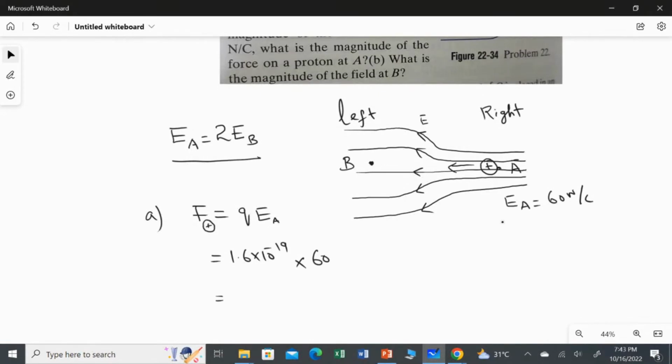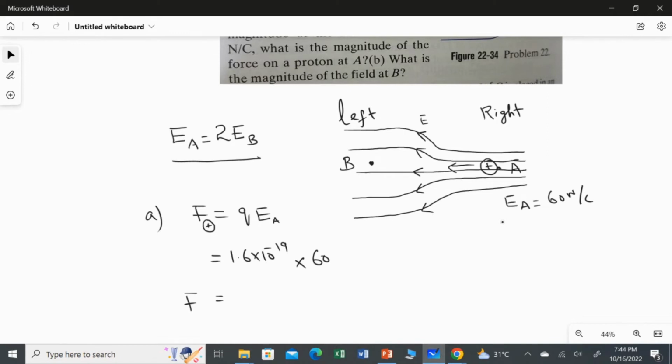So here the proton is actually moving in the negative direction, so we have to get the answer in negative terms. Why? Because it is moving towards the left direction. But in the question they ask only for the magnitude, so I'm going to consider the magnitude of the value. If you multiply, you will get the magnitude of the force experienced by the proton.